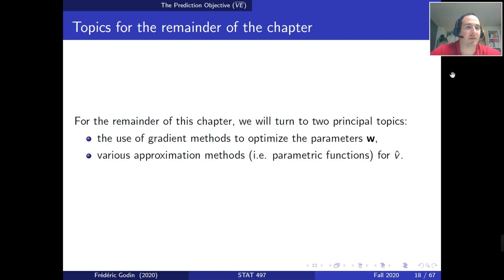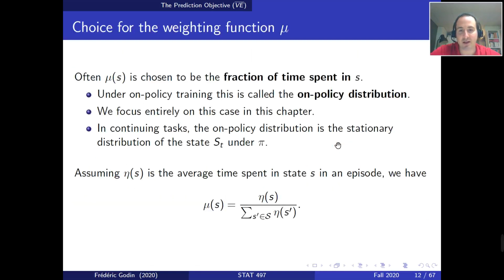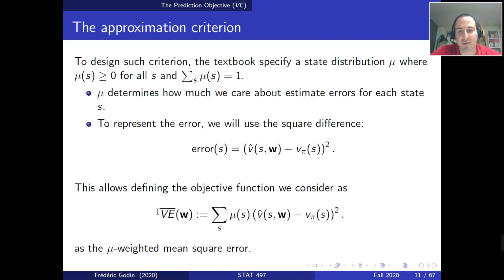In the previous lecture, we introduced the objective function we will try to optimize when searching for the optimal set of parameters. This objective function was denoted VE bar of w. This is the objective function we're trying to optimize when we optimize the vector of parameters. It's the mean square error between the true value function and the approximate value function from our parametric approximation. The mean square error is weighted by the distribution mu, which we define as the on-policy distribution, which represents the long-term percentage of time spent in each respective state.